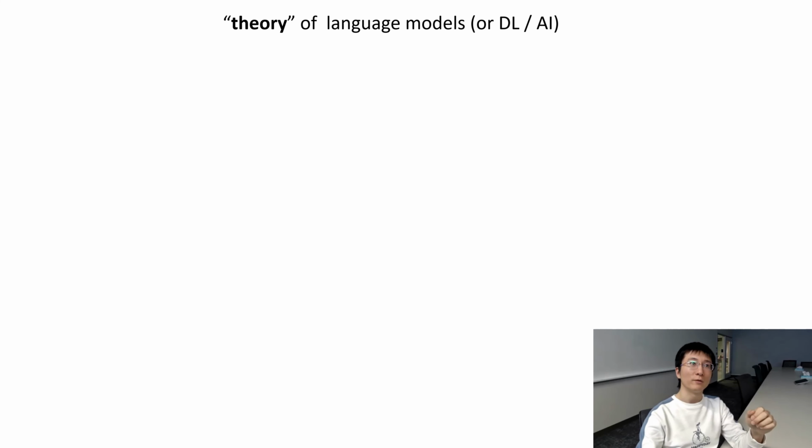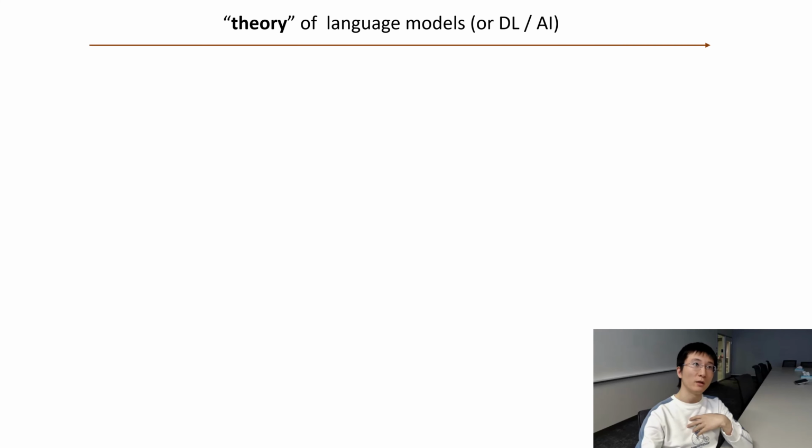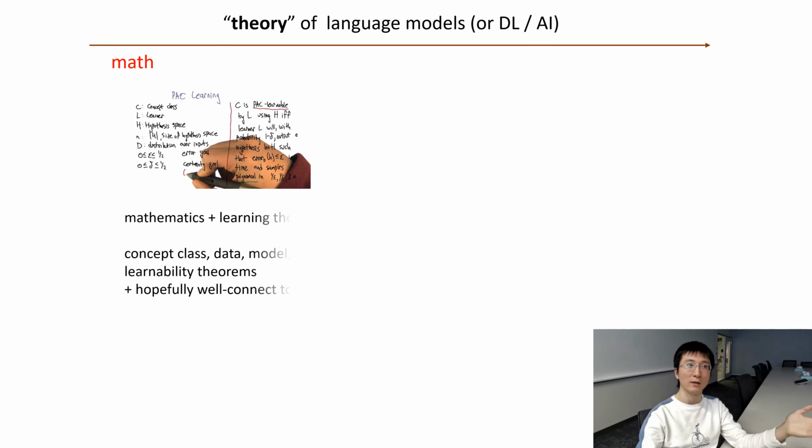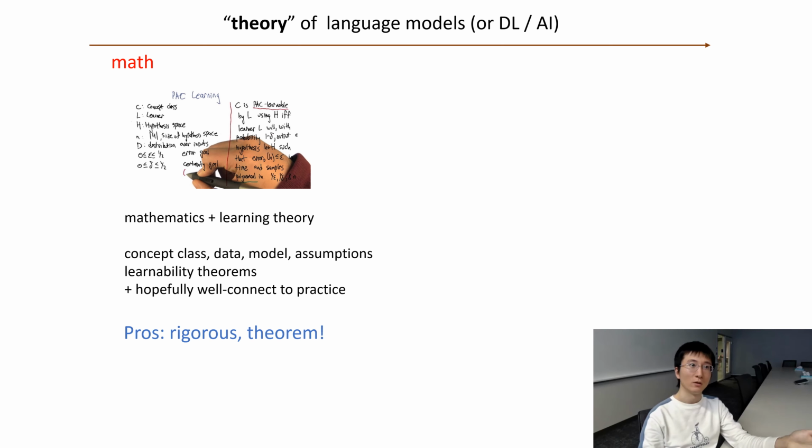I told many of my friends that I work on the theory of language models, but what does the word theory actually mean? In my mind, it can mean a full spectrum of things. On one extreme, there is mathematics or learning theory, that is, to define some concept class, define data, define model, then make assumptions, and prove learnability theorems. We love this because it's rigorous, you prove theorems, but there are also a lot of cons with it.